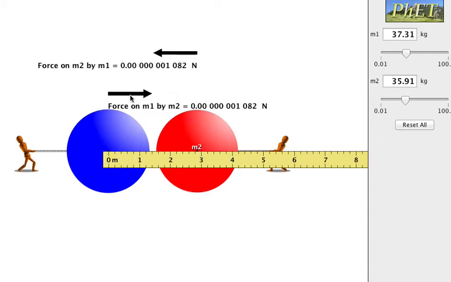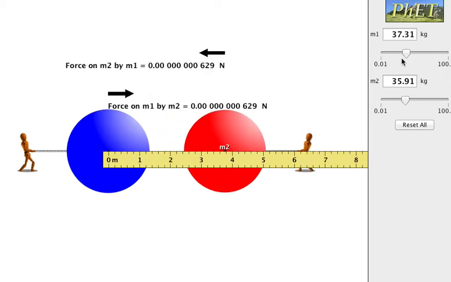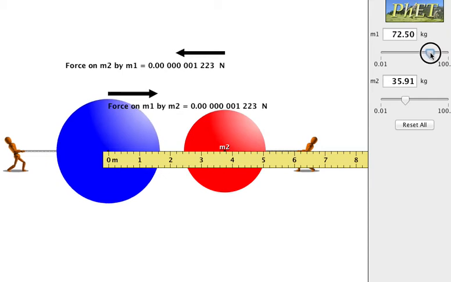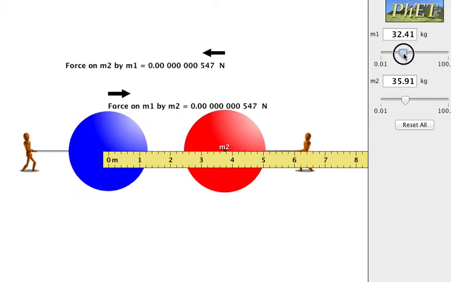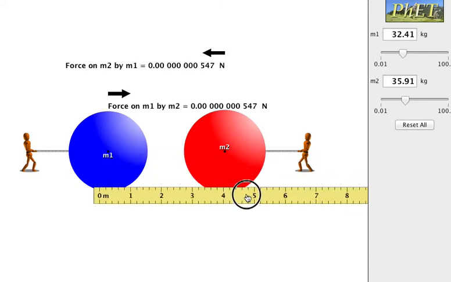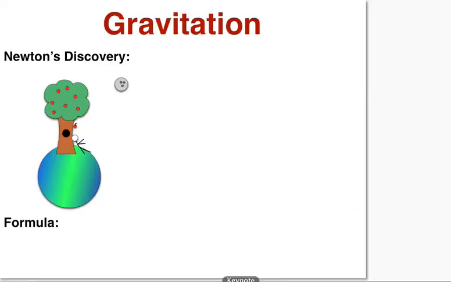Notice that force of gravity is a great example of Newton's third law. Whatever force of gravity exists on the blue object will be the same as the force of gravity that exists on the red object. So if we make the mass of the blue object larger, both gravities get larger. It doesn't matter which one we call mass 1 and which one we call mass 2.